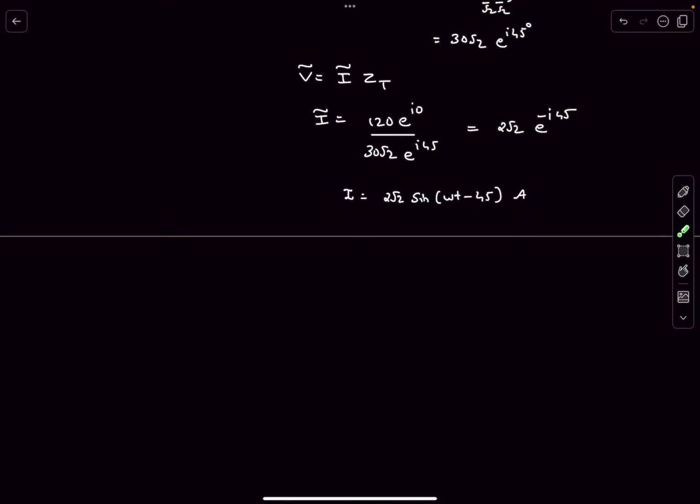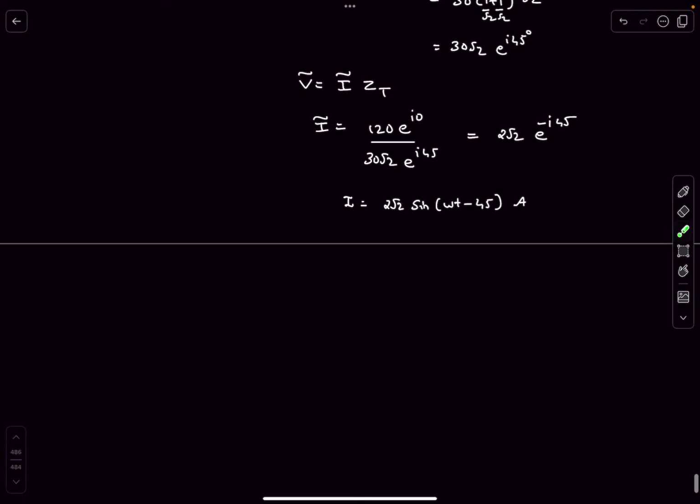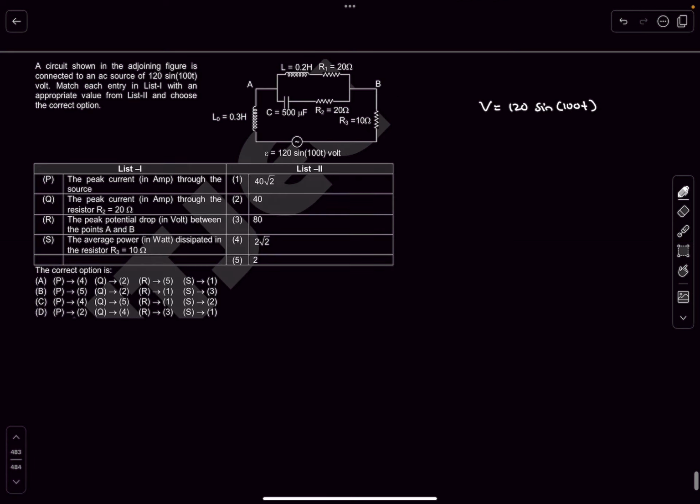So as you can see, it lags behind voltage by 45 degrees, right? Now in the options, they actually wanted us to figure out the peak value, which is the amplitude, which is 2 root 2. Okay, so P matches with 4. Now they're asking us about the peak current through the resistor R2.